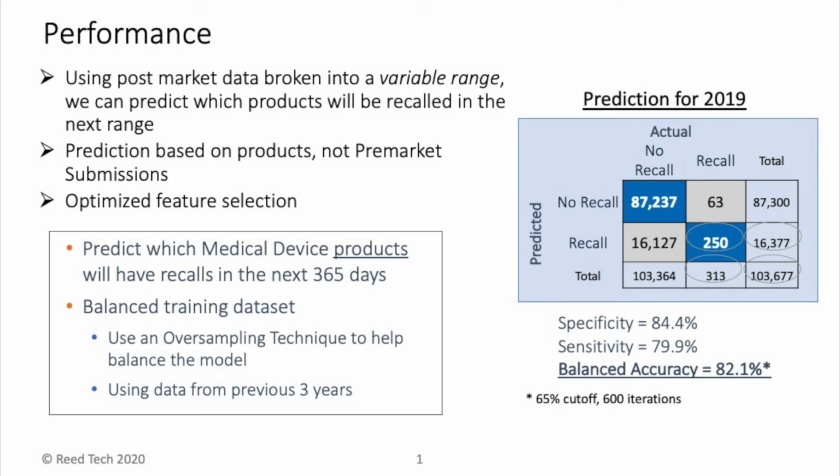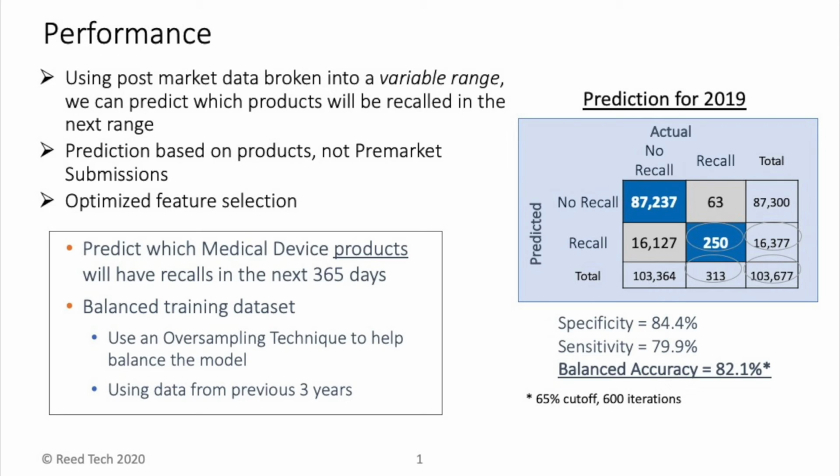And out of all of those devices, the prediction model identified about 16,000 or 16% as being at risk of having a recall. In actuality, there were 313 total products with recalls. And out of those 313, the model correctly identified 250, or 80%, of the devices which were recalled.